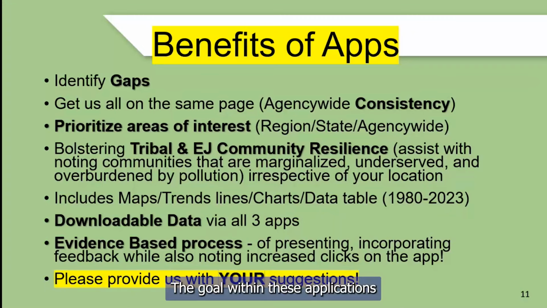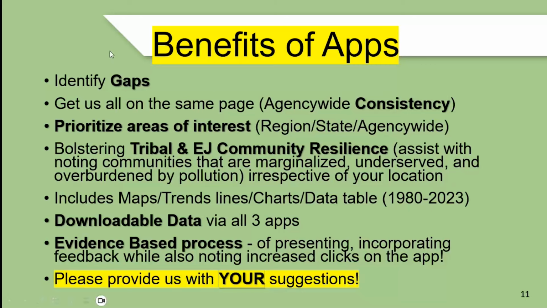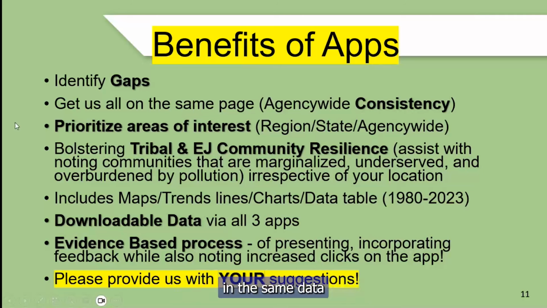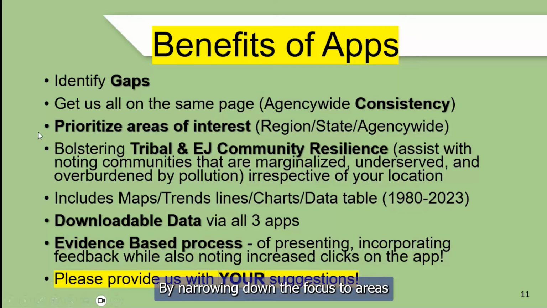The goal within these applications is to support where applicable with. The benefits can include helping to identify where data gaps may exist, to provide consistency of all being on the same page if we use the same data systems and the same data, of having that consistent approach, and can also help prioritize areas of interest, whether internal or external to EPA, by narrowing down the focus to areas that might be most overburdened for specific data points.